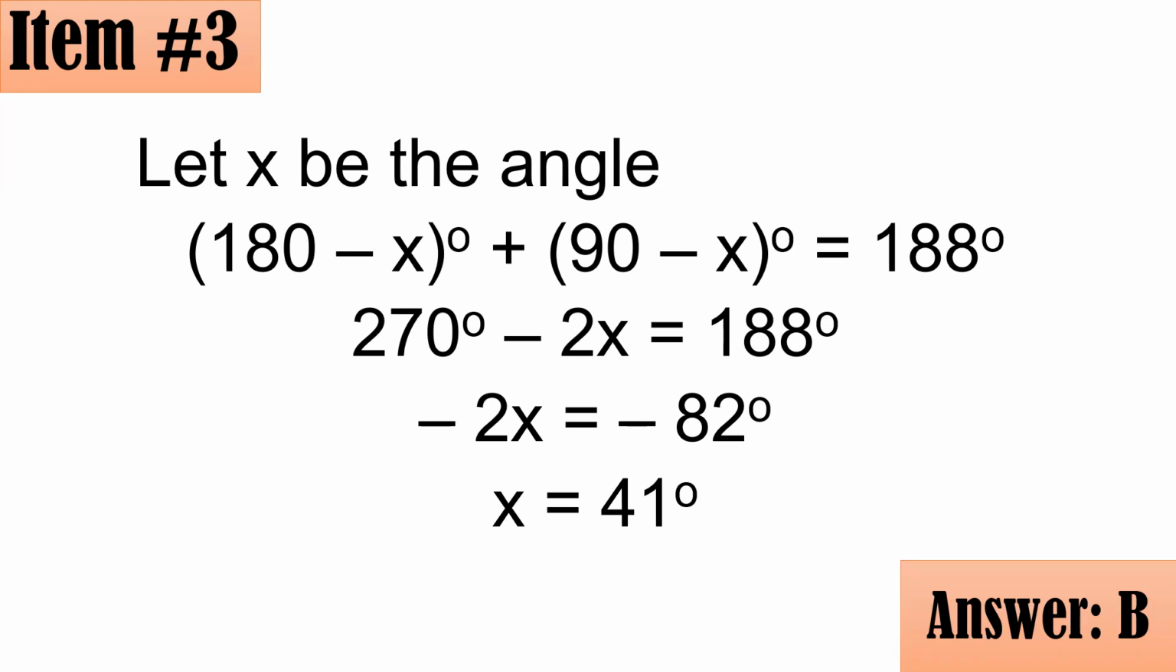Letter B. Or if you wish, you can do trial and error. So for example, 41 degrees. Its supplement is 139 degrees. Its complement is 49 degrees. And if you add them, you will still get 188 degrees.